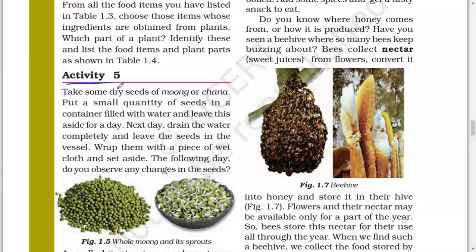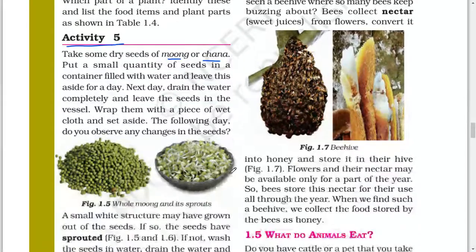Activity 5. Take some dried seeds of moong or chana. Put a small quantity of seeds in a container filled with water and leave this aside for a day. Next day, drain the water completely and leave the seeds in the vessel. Wrap them with a piece of wet cloth and set aside. The following day, do you observe any changes in the seeds? Whole moong and its sprout.